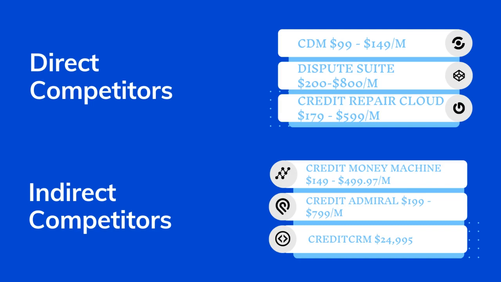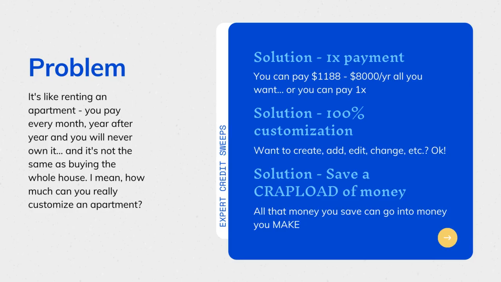Okay, so now what's the problem? Well, it's just like renting an apartment, right? You pay every month, year after year, and you are never going to own it. It's never going to be yours, unless that's the actual deal you set up where you are making payments toward owning an apartment, right? But if you're renting, how much can you really customize it? So it's about owning it, not having to pay for something that's never going to be yours, and not being able to customize. So that's kind of my analogy with this.